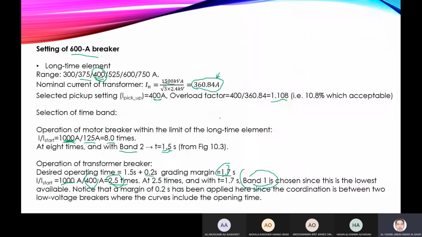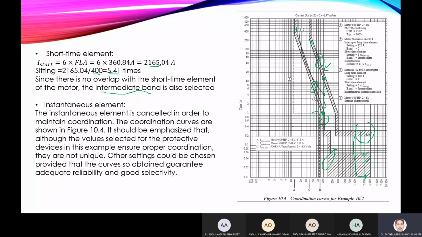And this is the characteristics when you draw them. This is for the 600 breaker, this is for the 200 breaker, and this is for the thermal overload element, the 49 element.